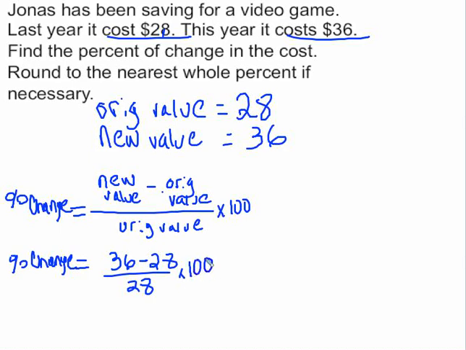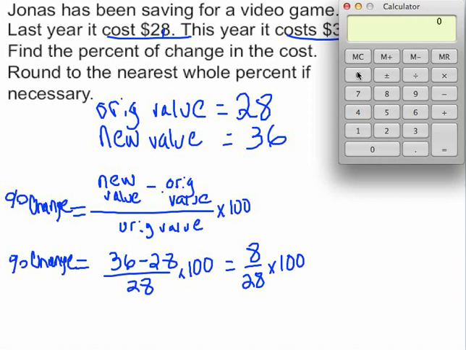Well, I know 36 minus 28, that's going to give me 8 over 28 times 100. And sure enough, if I go up from 28 to 36, I've increased by $8. And 8 out of 28 multiplied by 100, well, let's calculate that. So I'm going to clear out my calculator. I always like to clear out my calculator first. 8 divided by 28, that's going to be 0.28. Okay, I know that if I were to change that to a percent, I just move my decimal place 2 places over to the right, giving me 28.57. But again, we're going to multiply by 100.